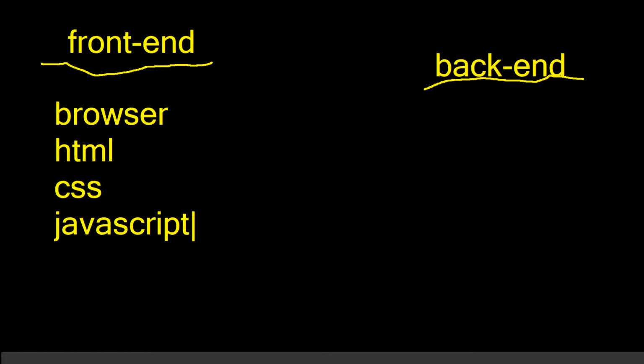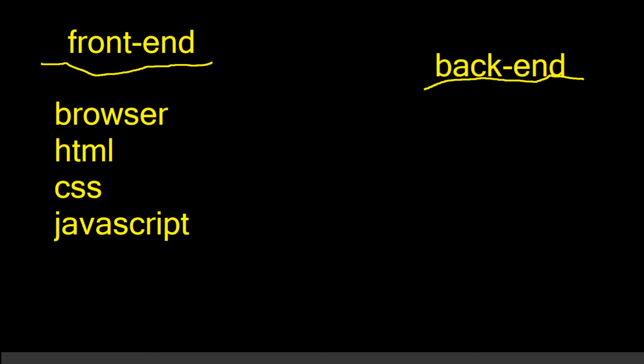Our browser knows how to understand our HTML, our CSS, and our JavaScript. So when it gets sent HTML, CSS, and JavaScript files from the server, it knows how to read them and interpret them and make them into something that we can see and read.